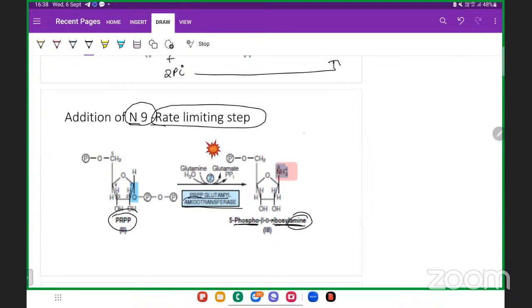ஏனா நீங்க என்ன பண்றீங்க, amine ஒண்ண ட்ரான்ஸ்ஃபர் பண்றீங்க. So name-லயே இருக்கு பாருங்க, PRPP glutamyl amidotransferase. You're going to transfer amine. So what happens? Your phosphoribosyl pyrophosphate is going to get converted into phosphoribosyl amine. Pyrophosphate அப்படின்னு சொல்லாம, இப்ப amine வந்துட்டதுனால we call it as amine. So phosphoribosyl pyrophosphate பதிலா it gets converted into a phosphoribosyl amine. Now you understood, right?